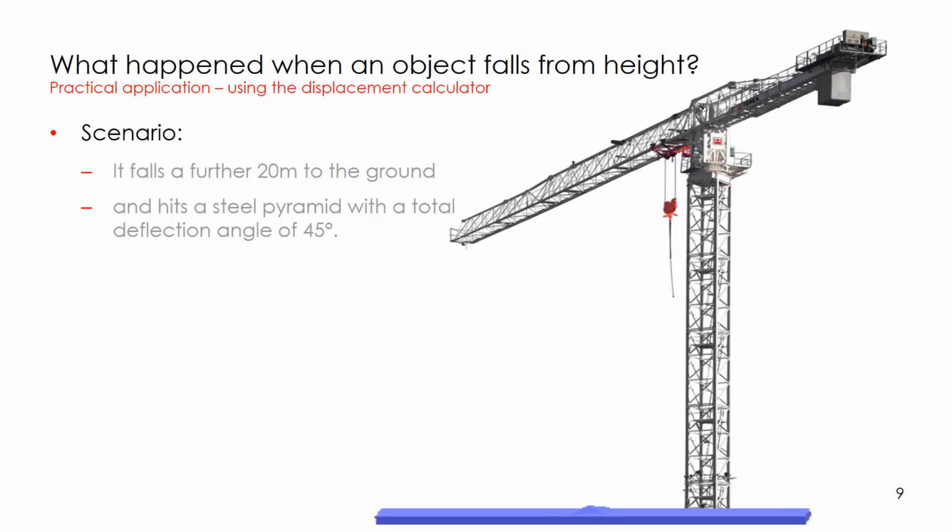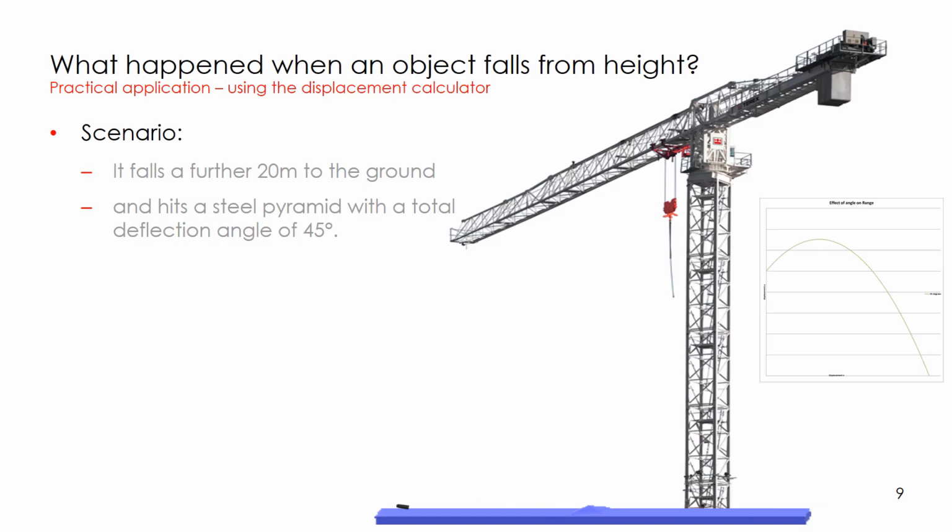Then it carries on to the ground and hits a steel pyramid with a surface angle of 22.5 degrees. That gives us a deflection angle of 45 degrees, which is our worst case for an object hitting the ground. So the total fall distance was 21.5 metres.